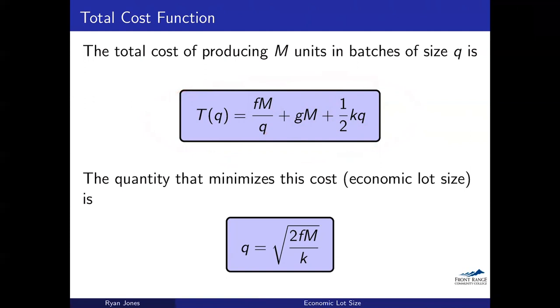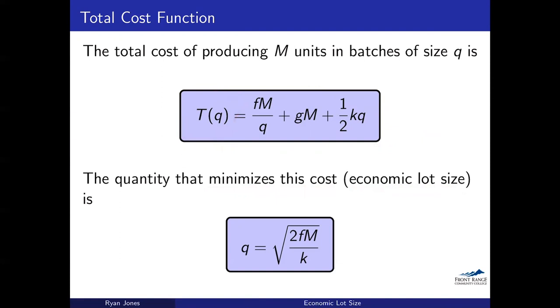What we're going to focus more on is actually finding this economic lot size. So remember, economic lot size is the quantity that minimizes the total cost. And this total cost function is given here. And so what I can do is focus in on this phrase, minimize the cost. Well, this is my cost function.